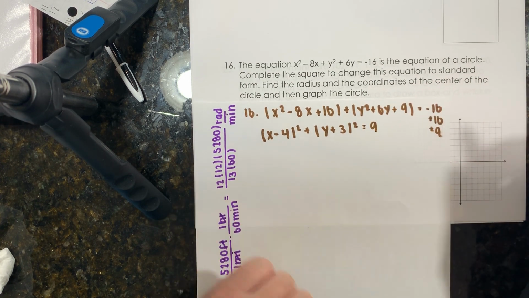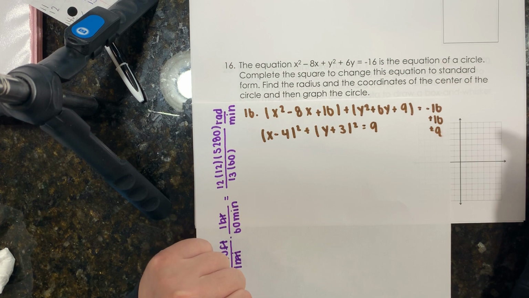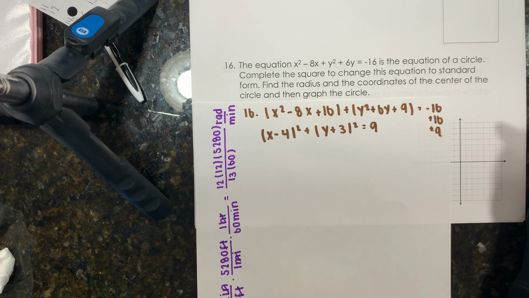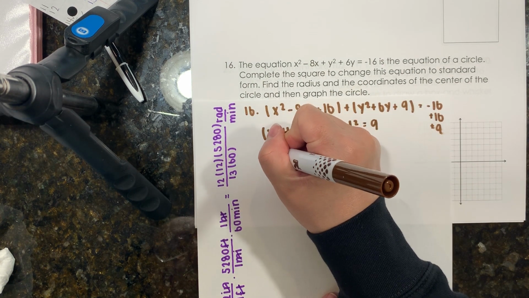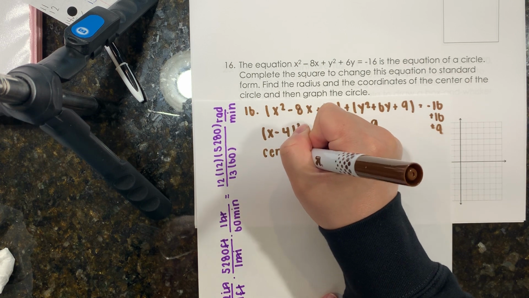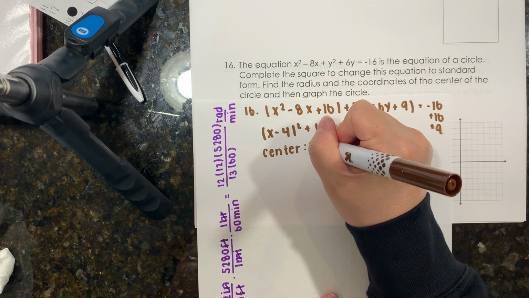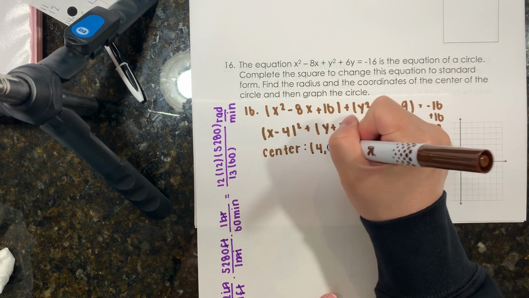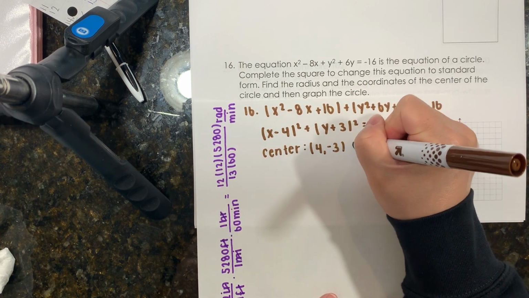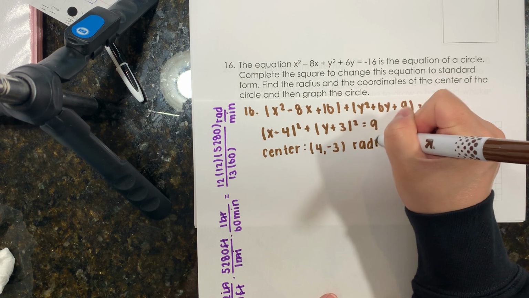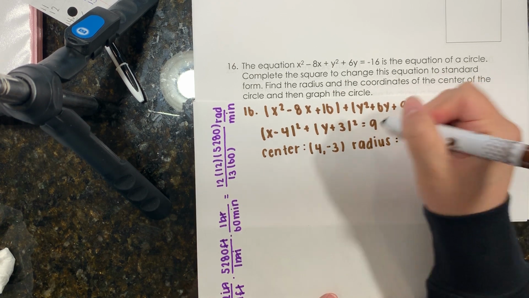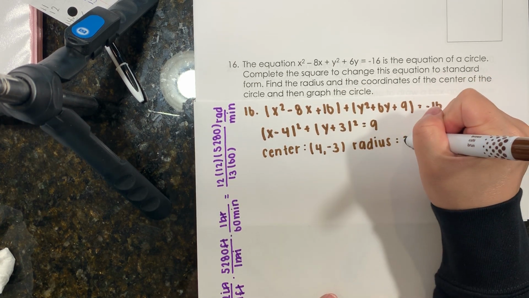which means that I end up with this equation right here. X minus 4 squared plus y plus 3 squared equals 9, meaning that the coordinate for the center of my circle is going to be the opposite of that, which would be +4, -3. And the radius of my circle is just going to be the square root of the right side. So you take the square root of 9, which gives us 3.